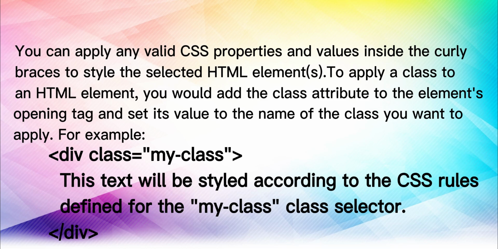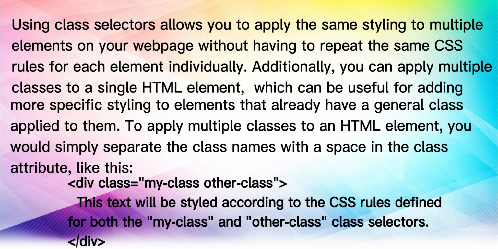To apply a class to an HTML element, you would add the class attribute to the element's opening tag and set its value to the name of the class you want to apply. For example, this text will be styled according to the CSS rules defined for the myClass class selector. Using class selectors allows you to apply the same styling to multiple elements on your web page without having to repeat the same CSS rules for each element individually.